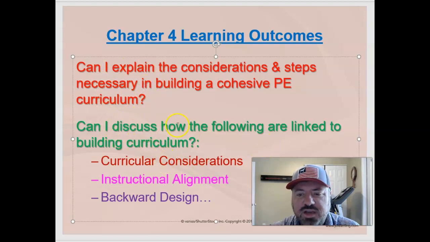Next, can I discuss how the following are linked to building curriculum? So there's 3 different areas. The different curricular considerations, the instructional alignment, which might be the instructional alignment triad, if we can go back to that learning from the last lecture, and backward design. All right, so how are these 3 things linked to building the curriculum? If you can answer that question correctly, then you would have met your learning target or learning outcome for Chapter 4.